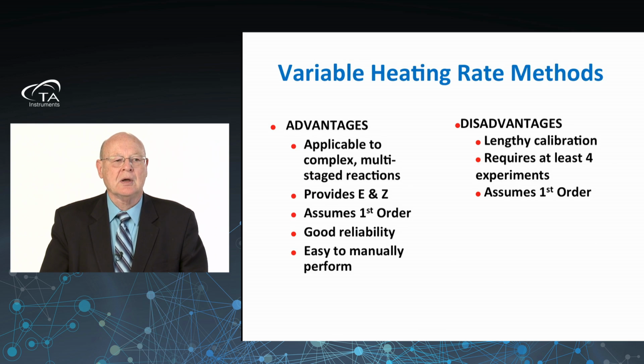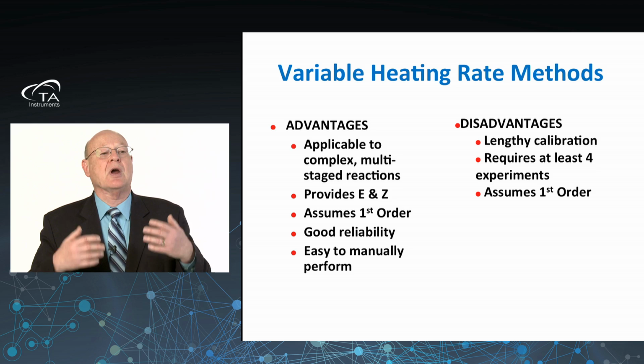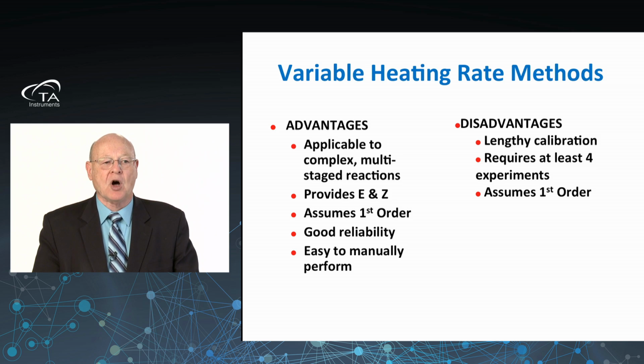The variable heating rate methods have the advantage of being applicable to complex multi-staged reactions, and this is their major advantage. Even if you have a curve with bumps and diddles and breaks in the curve, each of those portions of the reactions can be examined by the variable heating rate methods. The variable heating rate method provides activation energy directly, and if we assume a reaction order, typically first order, then we can determine the pre-exponential factor Z. The methods are thought to have really good reliability, and they're easily performed manually if you don't have computer data analysis.